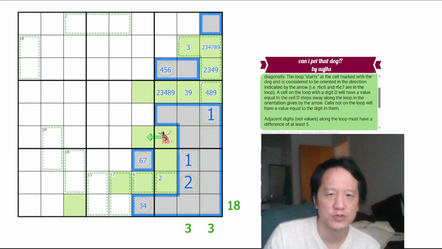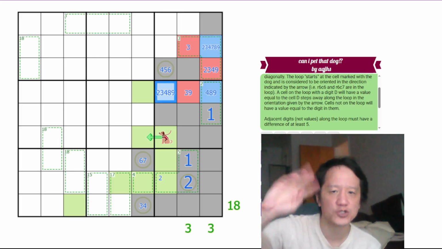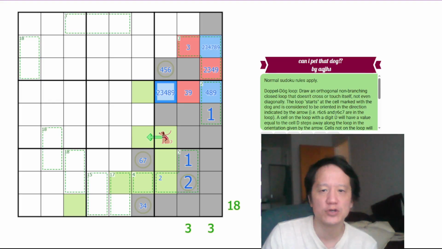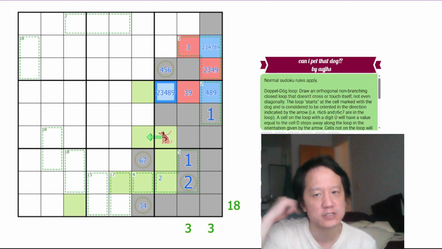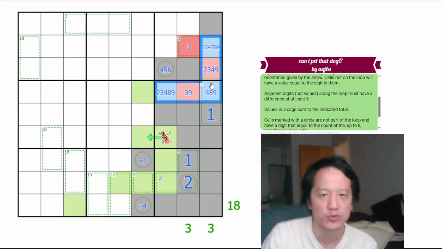Okay, let's mark the non-loop cells now. We're going to mark them as gray. And we're going to mark these as low and high. So these must be high. This must be a low. So this must be low. This has to be a low, because on a German whisper line, you'll always alternate between low and high digits, right? And we know the digits on the loop have a difference of 5. So this is essentially a German whisper line loop.